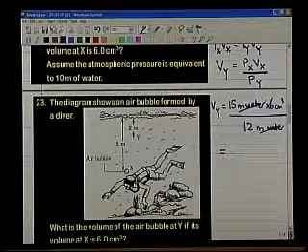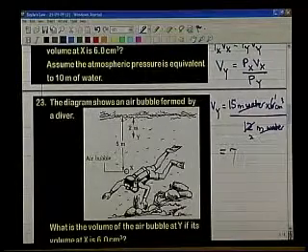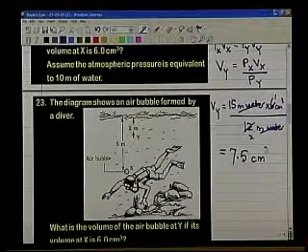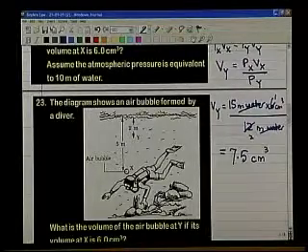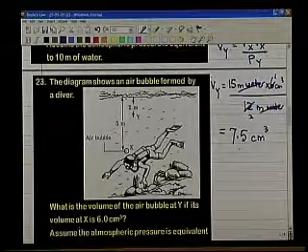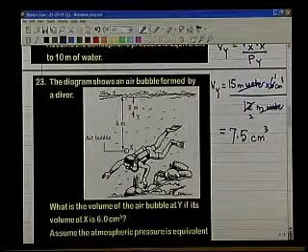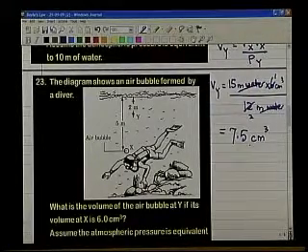Alright, so what do I get? Here, I prefer to do manual. I will get 7.5 centimeter cube. So that is my answer. So the volume of the bubble at Y would be 7.5 centimeter cube. Because as it goes higher, as the pressure gets smaller, the volume gets bigger.